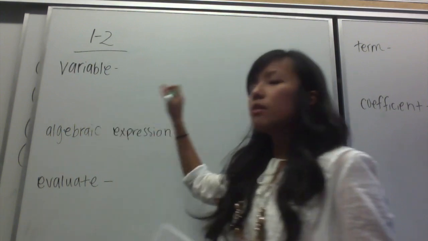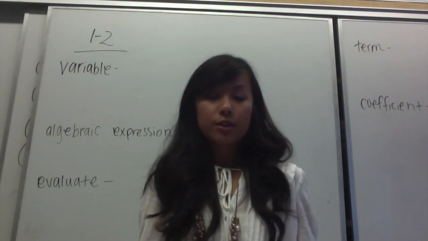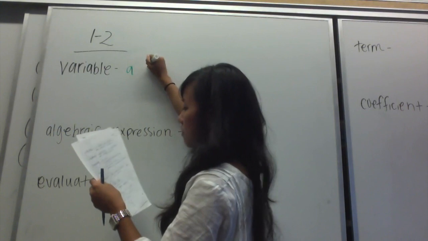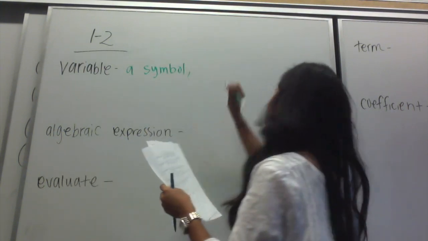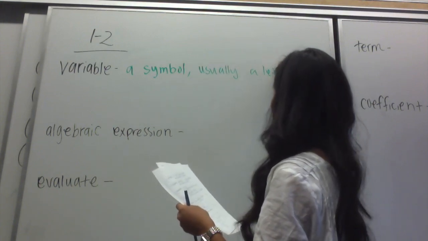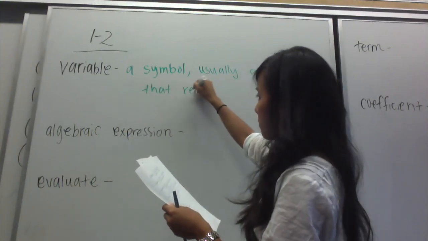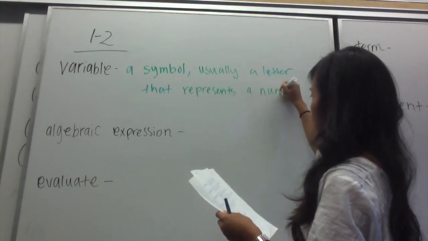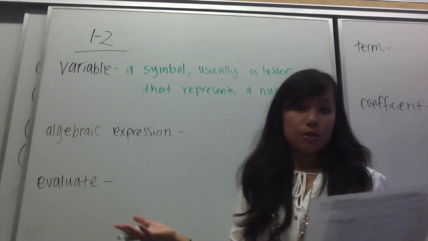So let's look at variable. Variable, okay, is going to be a symbol. Okay, so fill it out with me. So it is mainly a symbol, and it's usually going to be a letter. Okay, and this letter represents a number. Okay, so usually you'll see it like X, Y, Z, and so forth.